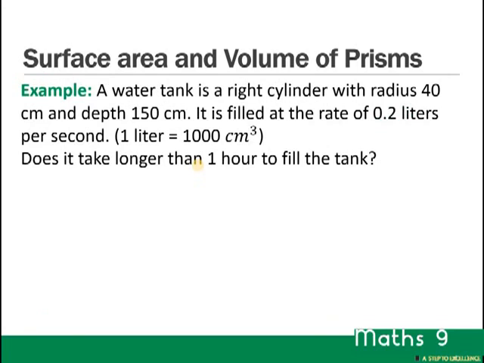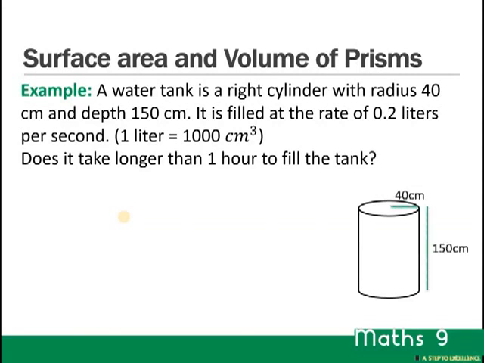Example, a water tank is a right cylinder with radius 40 centimetres and depth 150 centimetres. It is filled at the rate of 0.2 litres per second, where 1 litre is 1,000 centimetres cubed. Does it take longer than 1 hour to fill the tank? Here's a diagram of the cylinder. Its radius is 40 and its height is 150.